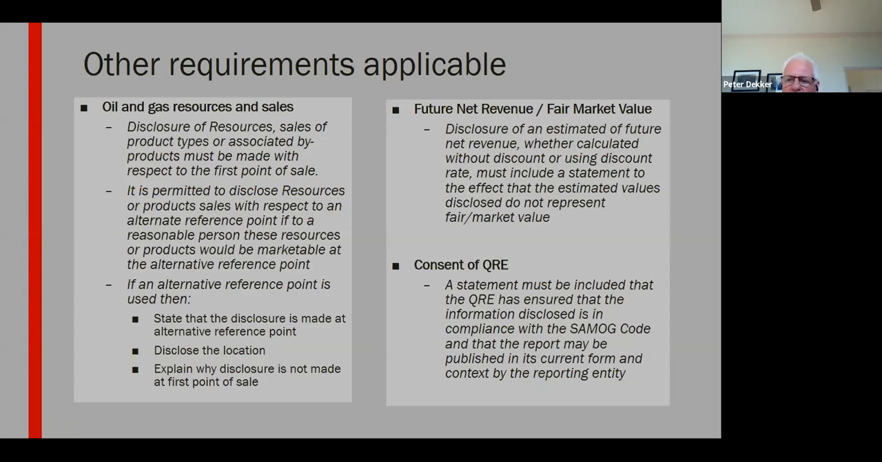Future net revenue, and I said fair market value. You know, the word fair market value doesn't exist. It's either fair value or it is market value. But disclosures of an estimate of future net revenue, whether calculated without discount or using a discount rate, must include a statement to the effect that the estimated value disclosed does not represent the fair value or market value. It's just a discounted net revenue. And it has to have the consent of a QRE. So the QRE has to stand behind this valuation.